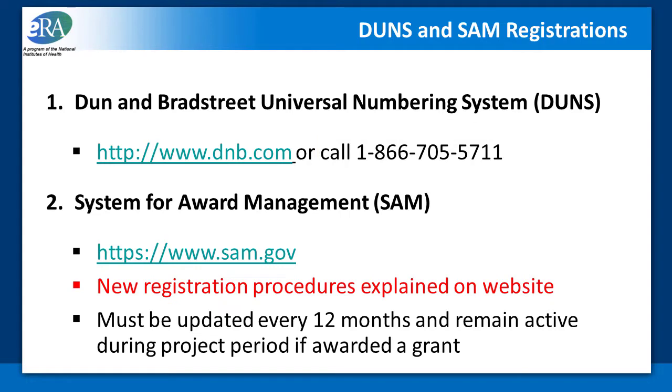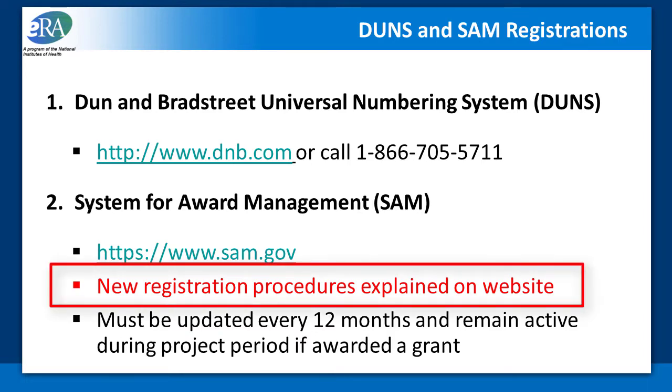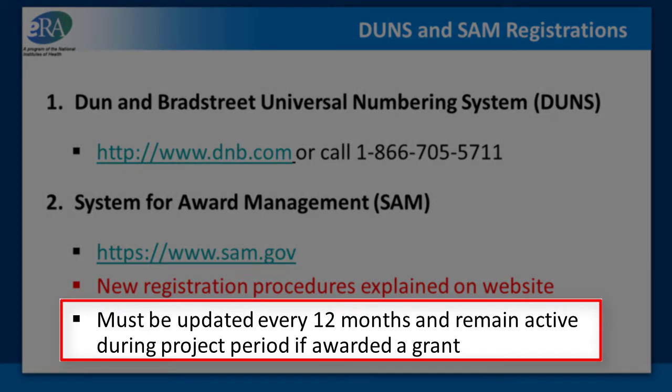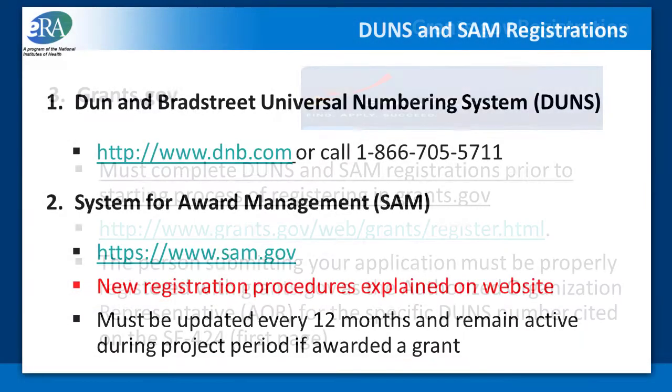Both of these registrations have to be completed before you can register with grants.gov, or the 4th required registration, ERA Commons. System for Award Management, or SAM, has a new registration process explained on its website. Note that you must have an active registration when your award, if one is made, is issued. And you must have an active registration during your project period. You will need to monitor your SAM registration throughout your grant.